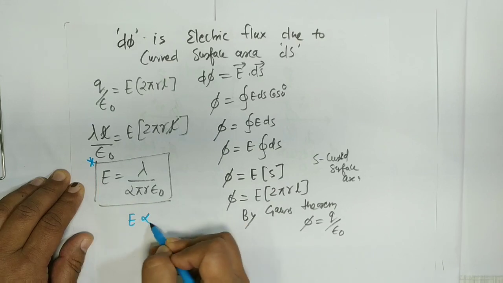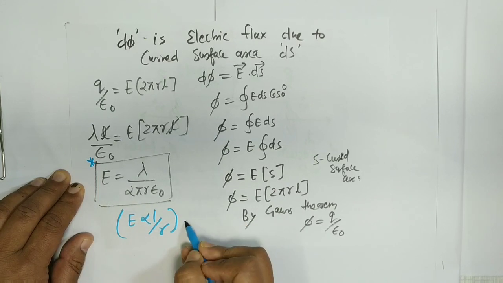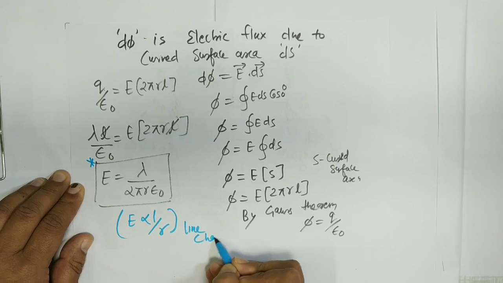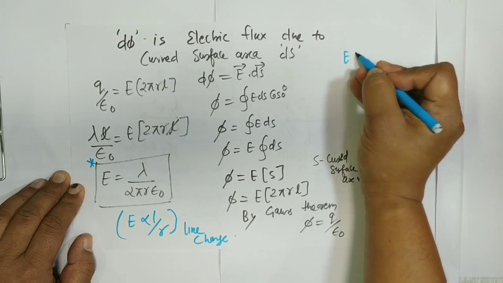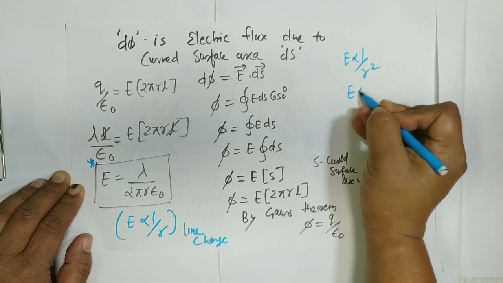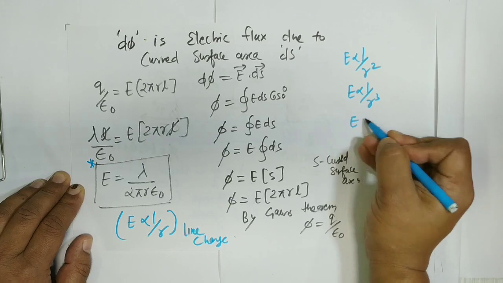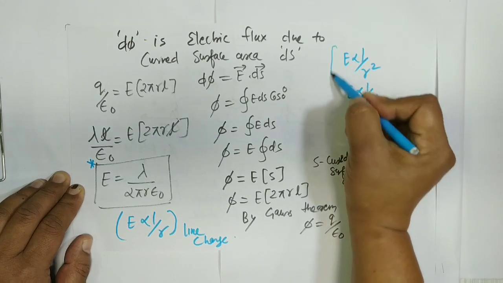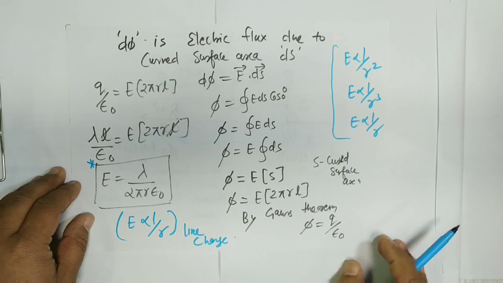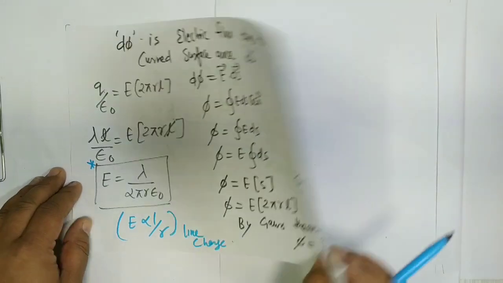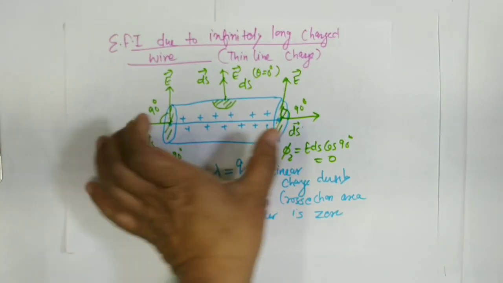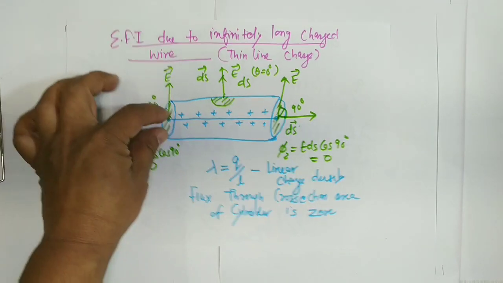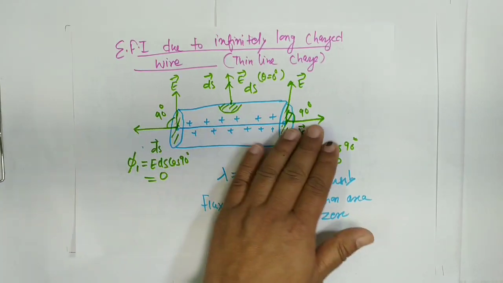Got it? E is inversely proportional to R for a line charge. Remember, this may be a question. You know that for a point charge, it is R square. For a dipole, it is R cube. For a line charge, it is R. Such type of things they can ask. So this is for a line charge, and we have calculated how it works. Again repeating, this is the line charge. You see that for the cross-sectional area, the flux is 0.